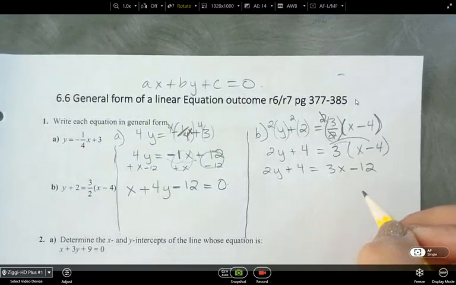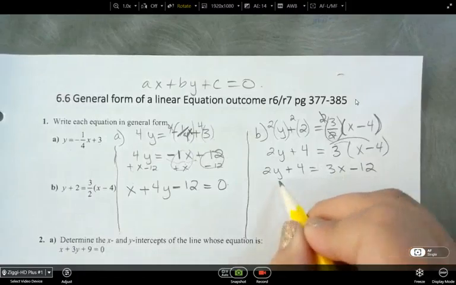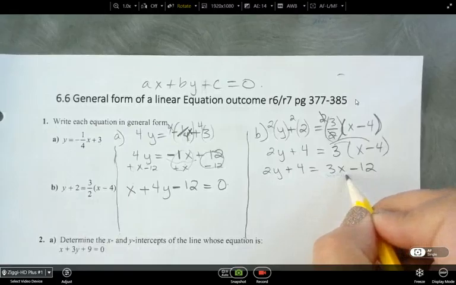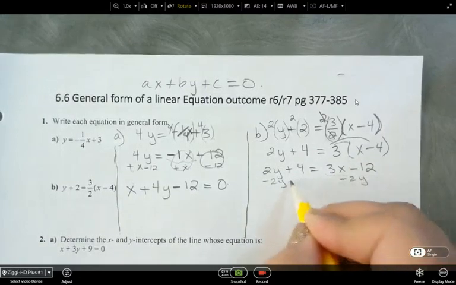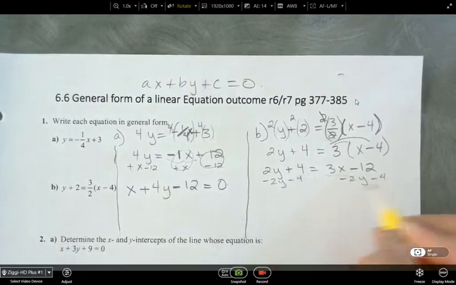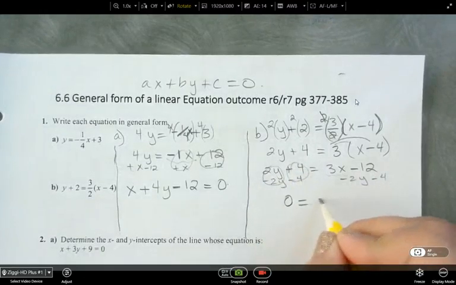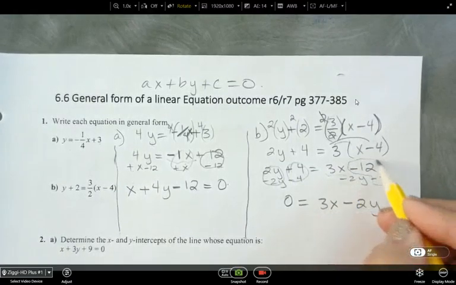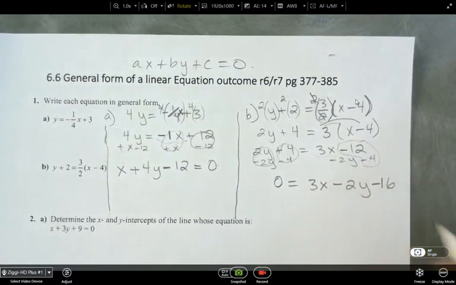Now which side am I going to choose to move things over to? So move these guys over to the right because I have a positive coefficient in front of my x term, right? So minus 2y, minus 2y, minus 4, minus 4. This is a 0, this is a 0, so I get 0 equals 3x minus 2y. Now I can combine these like terms. Those constants equal negative 16 or minus 16.